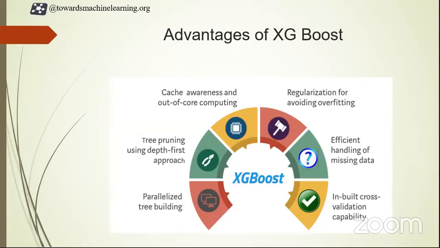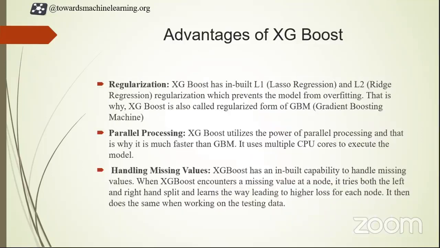Then we have regularization for avoiding overfitting. As I told you in the previous slide, only when it's overfitting, you set that gamma value. It's efficient at handling missing data, and has inbuilt cross validation capability. These are all the advantages of XGBoost. I have described all these advantages one by one here also.